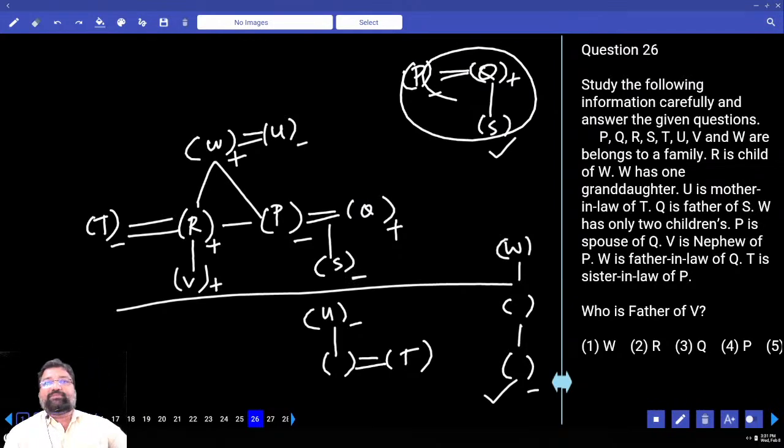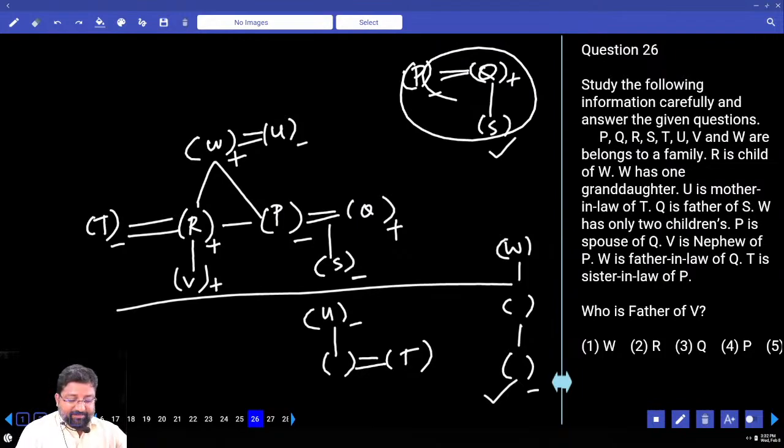Total number of members in the family? 8. If you are unable to connect from the starting, you have to write that information separately, and whenever you get some good clue, immediately connect that. That is how you are supposed to do the question. What many people do is, without writing all this, they get confused. So who is the father of V?